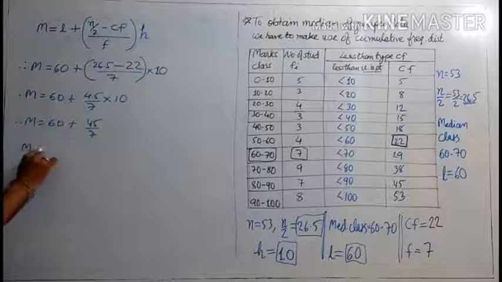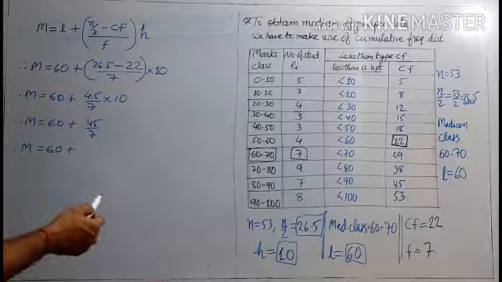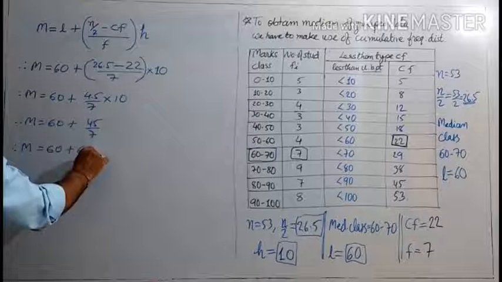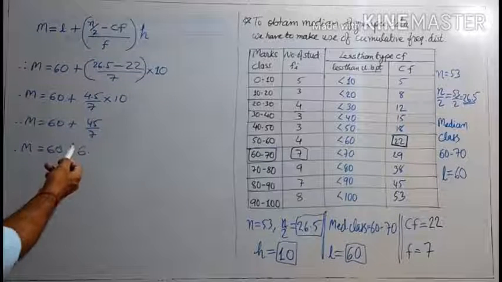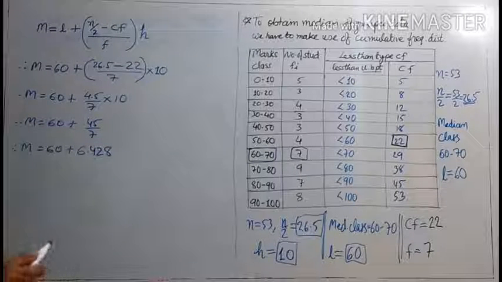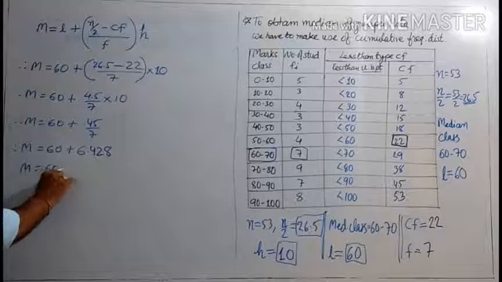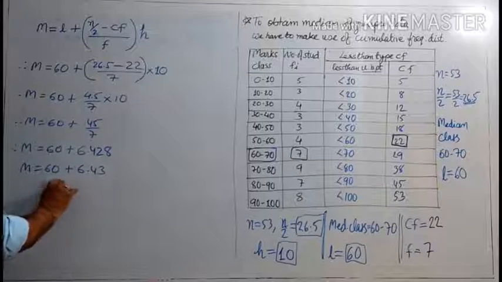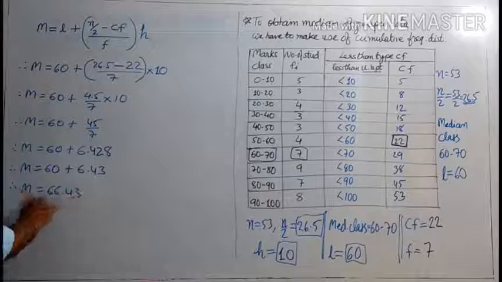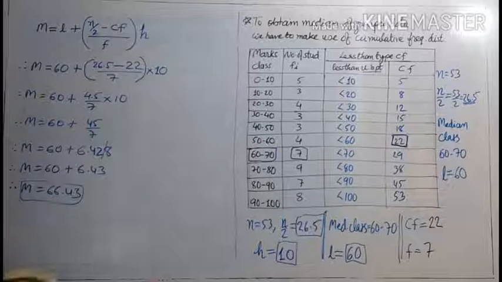So convert it into decimal. Here we will get 60 plus 45 divided by 7, and so we will get 6.428 and so on. So we can take it approximately as 6.43, and therefore the median is 66.43. So approximately we can round off up to 2 decimal places. So this is the median of this data.